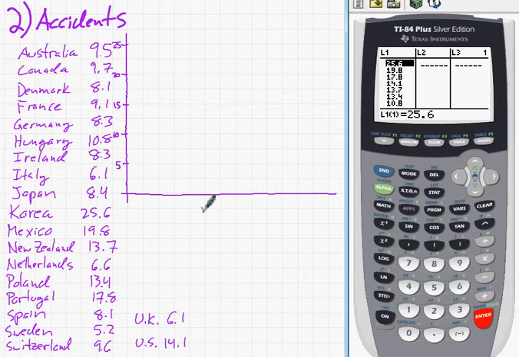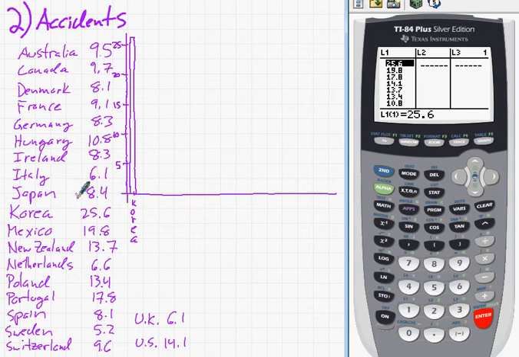And so what I'll do, this is still a bar graph. The first one is going to be this 25.6, so that's going to be Korea, and that goes up above here. So that's going to go 25.6. I'm going to make it very narrow because I know I have a bunch I have to do.